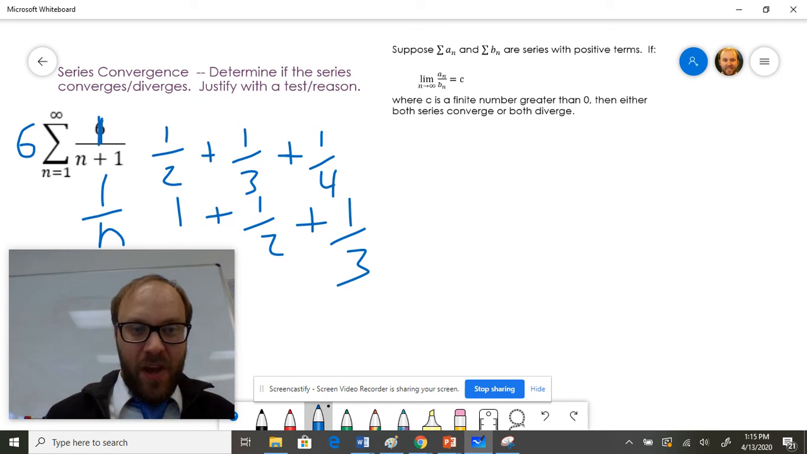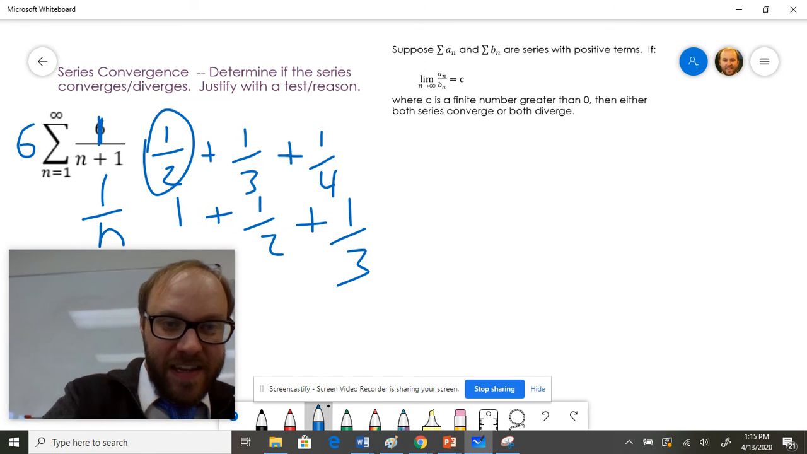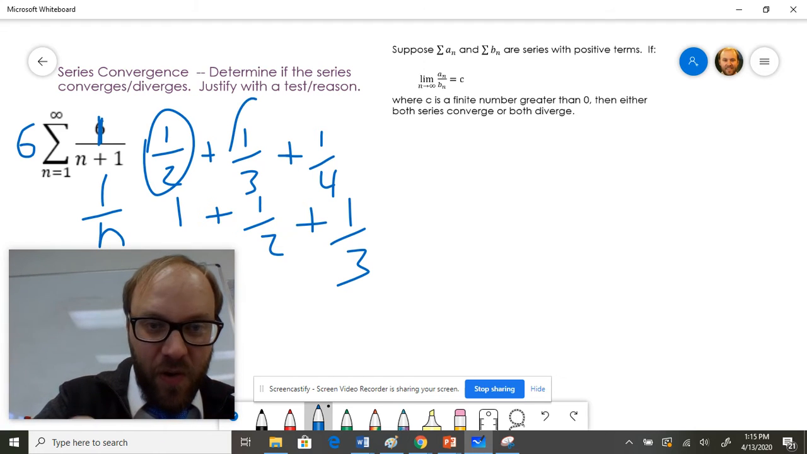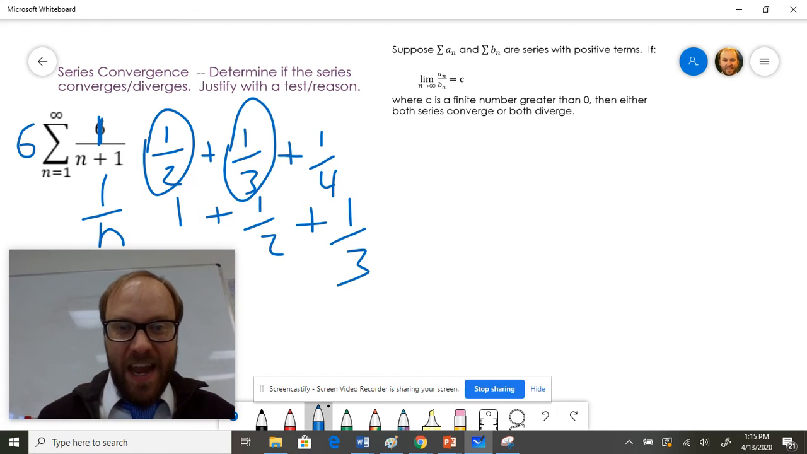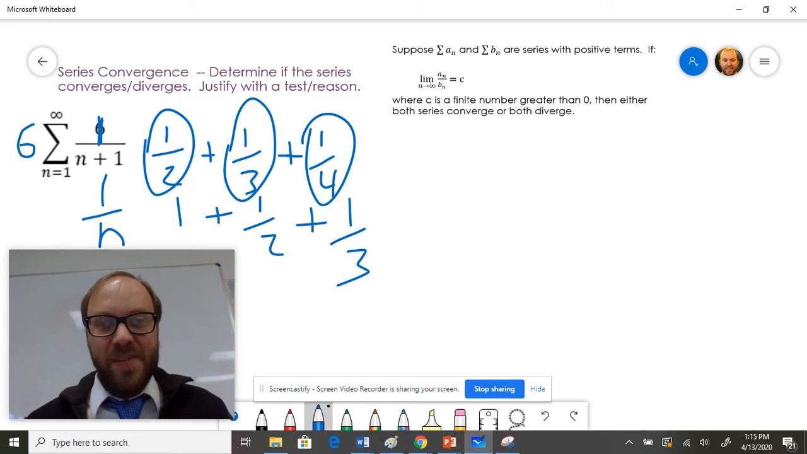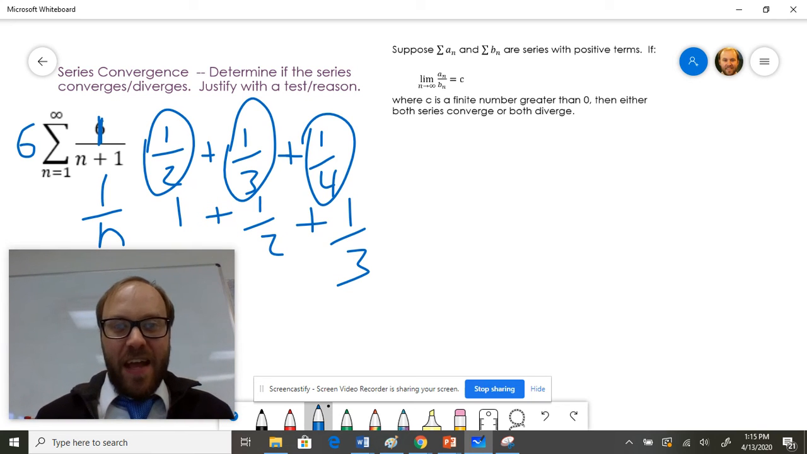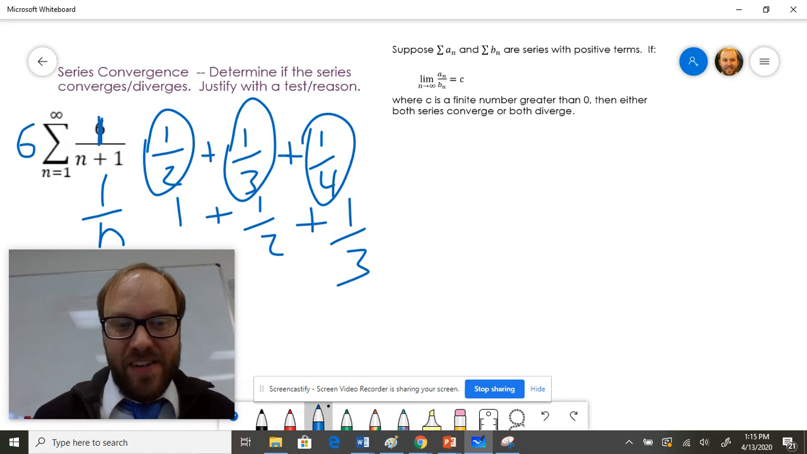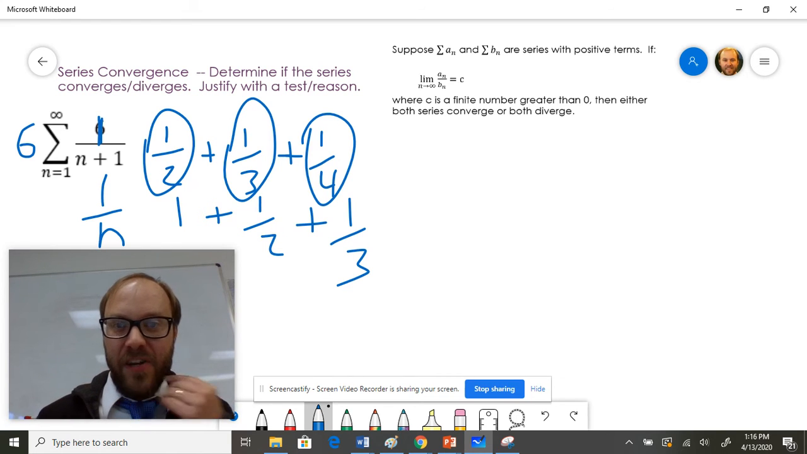Well, here's the problem. 1/2 is smaller than 1. 1/3 is smaller than 1/2. 1/4 is smaller than 1/3. And so as a result, I can't do a comparison test here because I think it's going to be divergent, but I don't have terms that are greater than or equal to the terms of the divergent series.